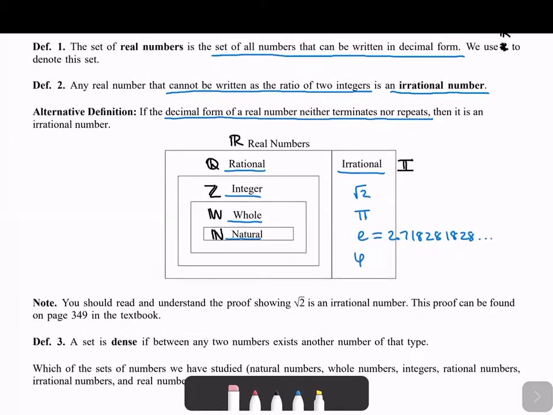It may not be all that clear to you why the square root of 2 is an irrational number. But if you've looked in the book, like you should have, you'll see that they have a proof, similar to how we did a proof of -1 times -1 is +1. They have a proof of why the square root of 2 is irrational. Very classic thing, really common. So go look in the book on page 349 to read and understand the proof showing the square root of 2 is irrational. It basically goes by, we assume that it's rational, and then we see something that can never happen.